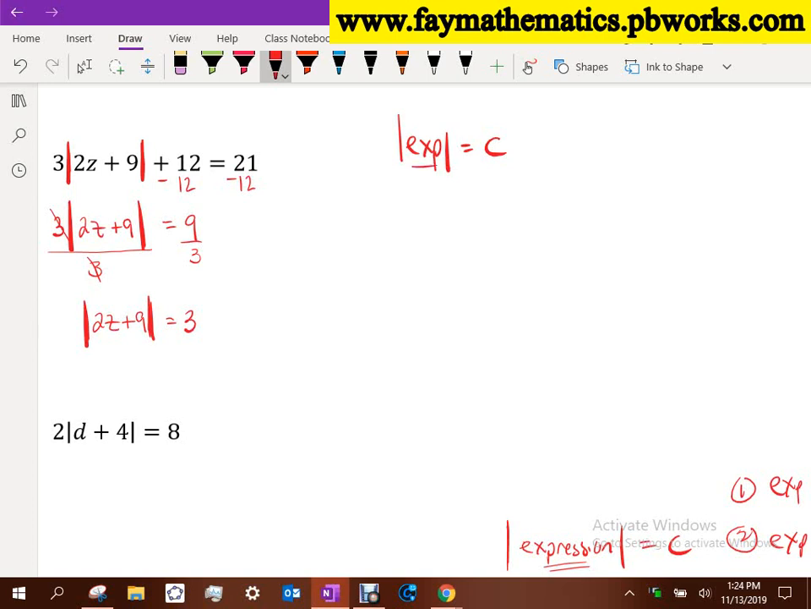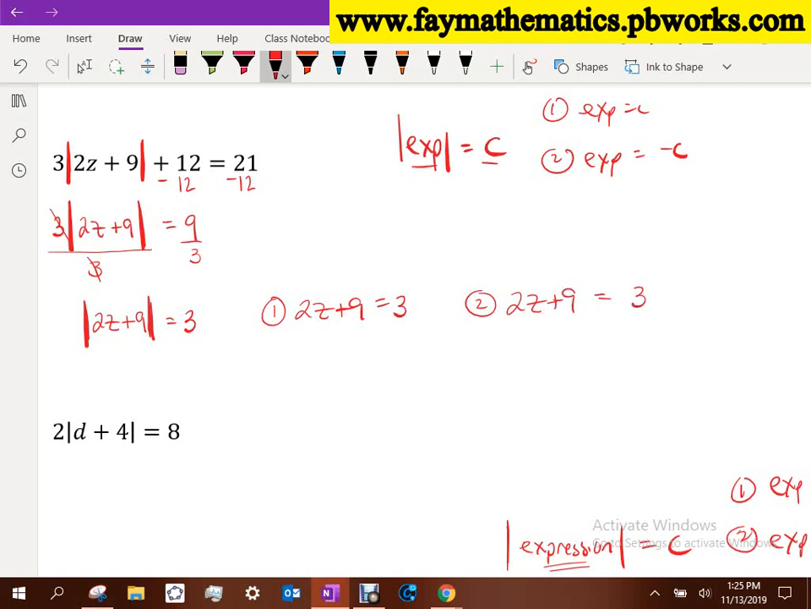Is that an expression equal to c? So now we can do our two equations where it says expression equal to c and expression equal to the opposite of c. So my first one, 2z plus 9 equals 3, right? Just drop the absolute value bars, and I get that equation. The second one is the same exact equation, 2z plus 9 equals 3, but I make the 3 negative. Good. Can we solve these now?